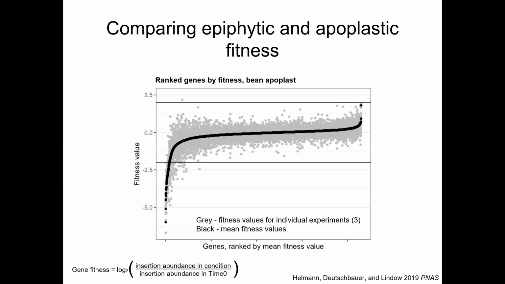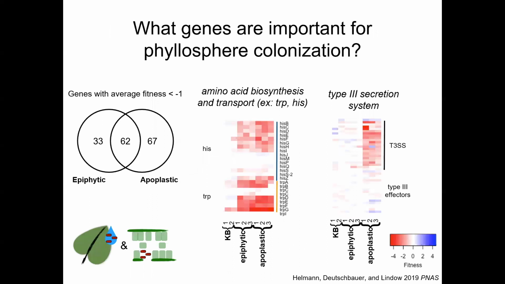So those with the really, really large fitness effects. And as a result, we targeted primarily those highly important genes, those with a noticeable fitness defect after fewer than 8 generations.